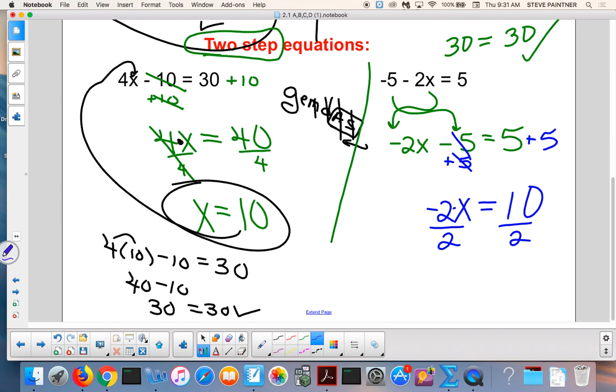See this 2 and 2? They do cross out, but what's left? Negative x. Do you want negative x? No. So the secret is, if you see a multiplier that's negative, divide by a negative. What's a negative divided by a negative? Positive x. Now, that's what you need to learn out of that problem. The answer is what? Negative 5. Okay, and that is it.